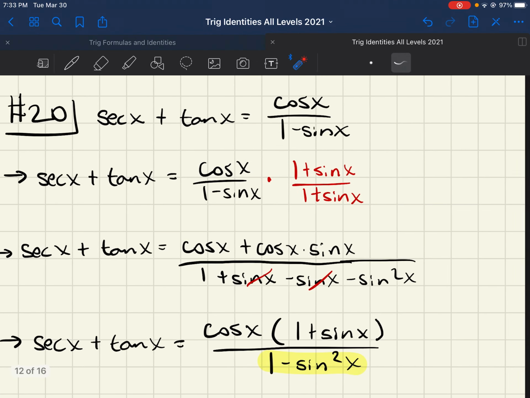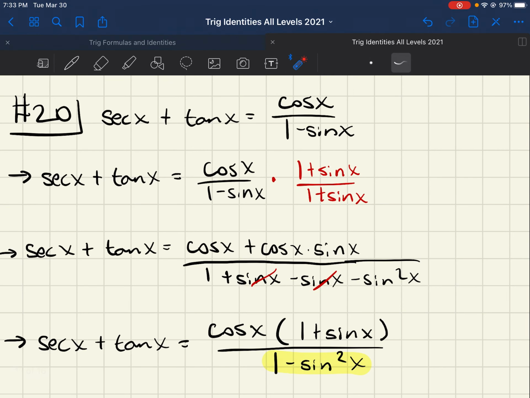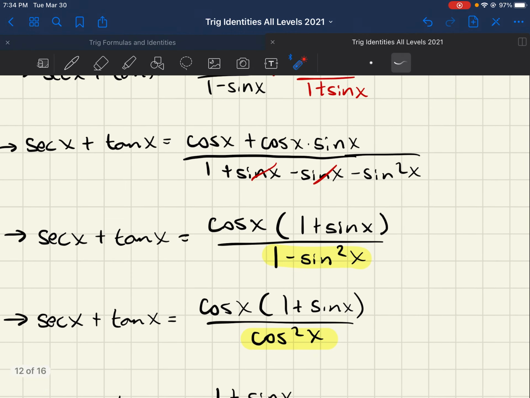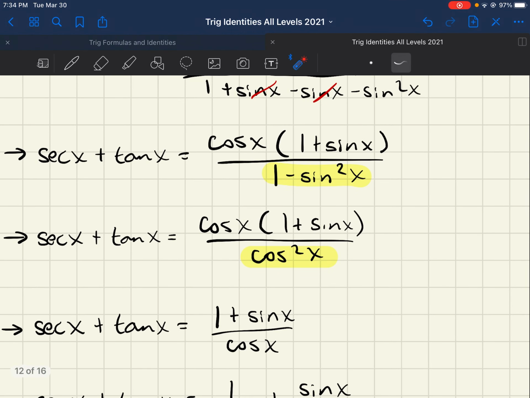Number 20, same deal. I'm going to choose to work on the right side instead of the left side as usual. I'm going to multiply by this denominator, but we change the sign, of course. So multiply by 1 plus sine of x over 1 plus sine of x. This cosine gets distributed, so cosine times 1 is cosine. Cosine times sine of x is just cosine x sine of x. And the denominator gets FOILed, which gives you these pieces right here when you FOIL. Now, of course, when you FOIL those, sine of x and negative sine of x cancel each other out. You get 1 minus sine squared, which is a Pythagorean identity variant. 1 minus sine squared is cosine squared.